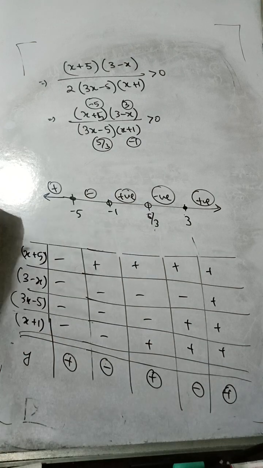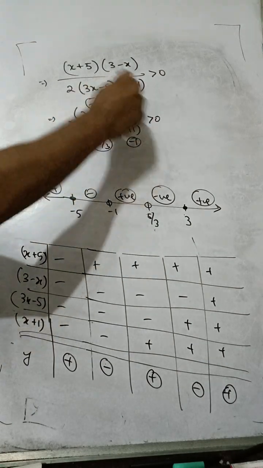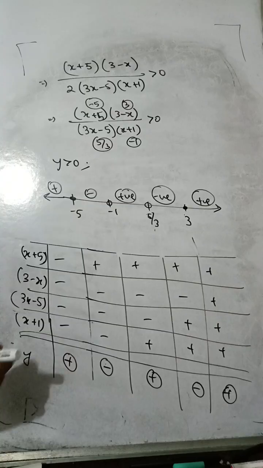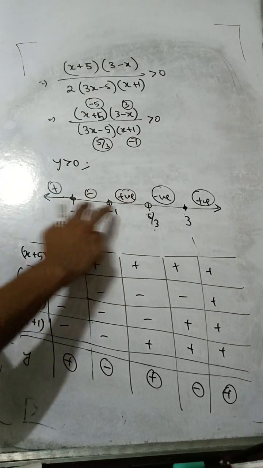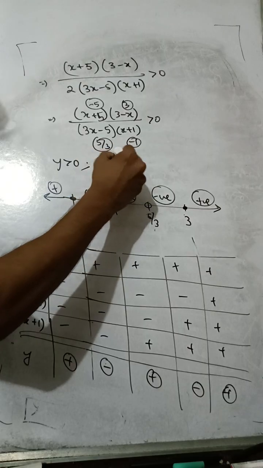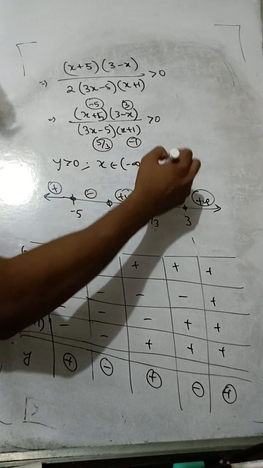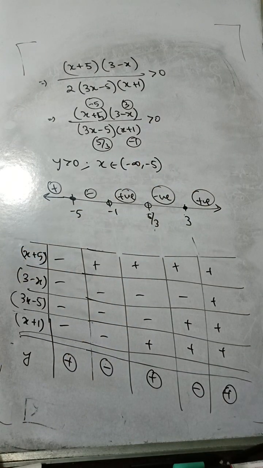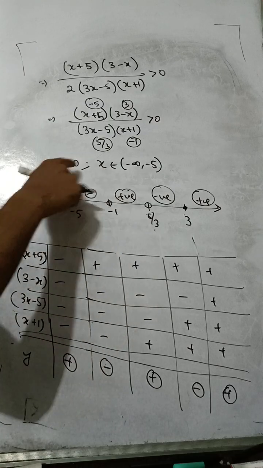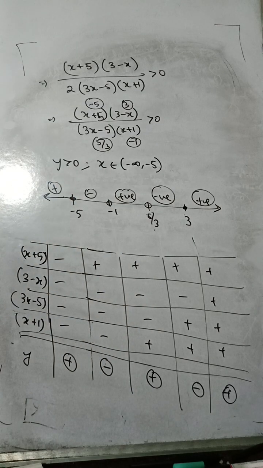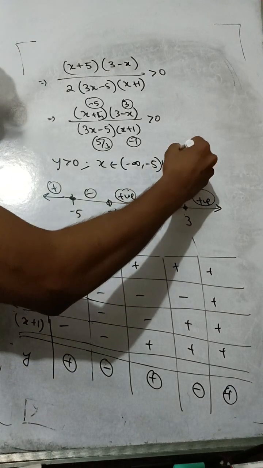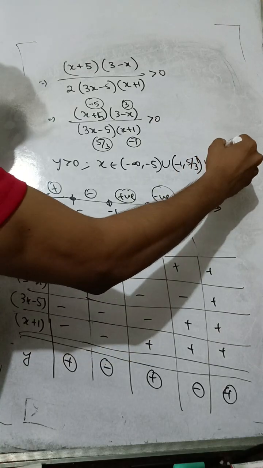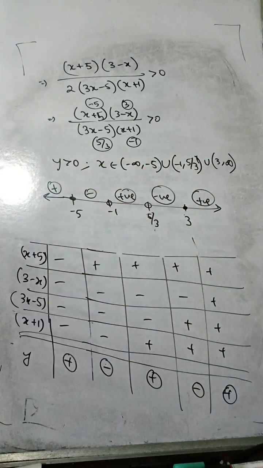So whenever they tell us this is y, they are asking us where y is greater than 0. So the answer is these 3 regions. Our answer will be x belongs to -infinity to -5, and we will not include -5. Why? Because on including -5 it would be equal to 0, and we don't want it equal to 0. It should be strictly greater than 0. So union -1 to 5 by 3, again union 3 to infinity. So this is our answer.